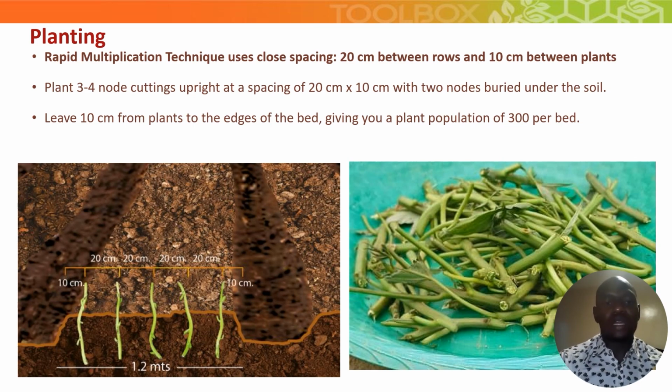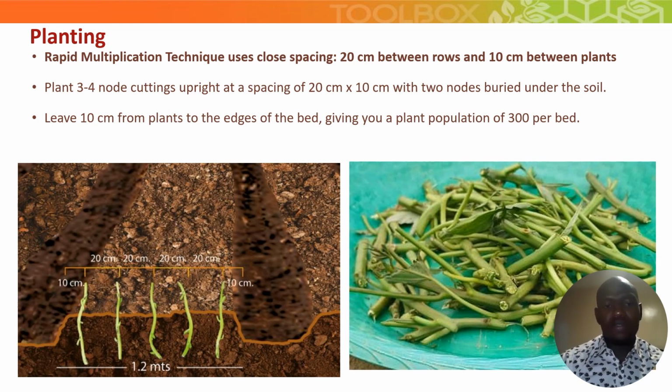When it comes to planting, the rapid multiplication technique uses close spacing, 20 centimeters between rows and 10 centimeters between plants. You can see there on your left side, the plants are planted at 20 centimeters between the rows, and 10 centimeters between the plants. So we use short cuttings, which are 3 to 4 knots, and 2 knots are usually buried into the soil and 1 knot left out to sprout.